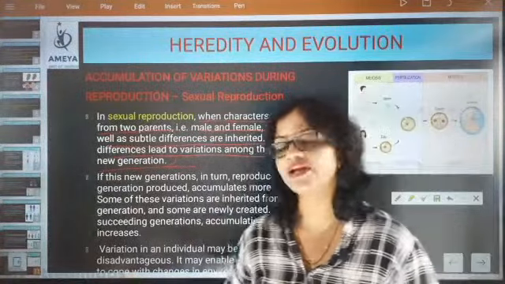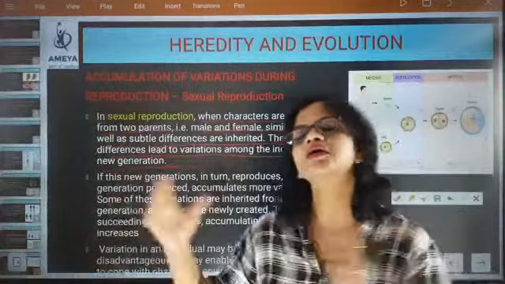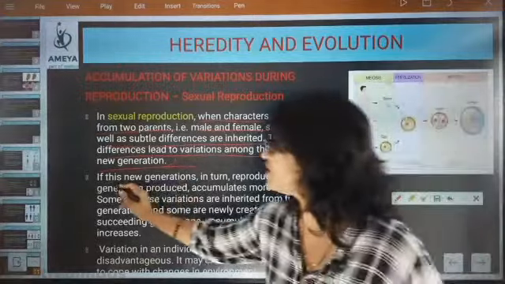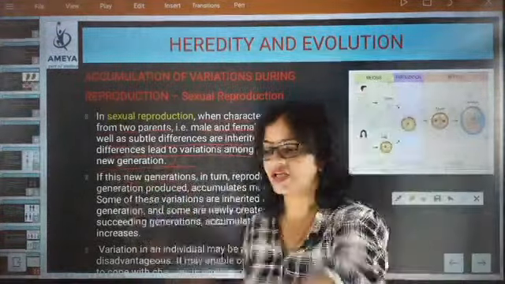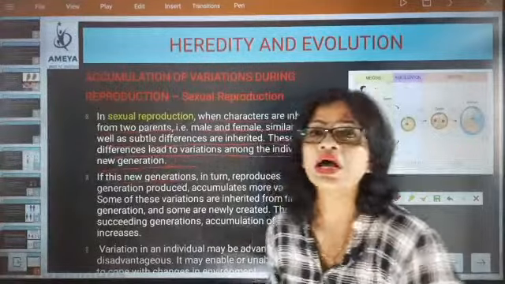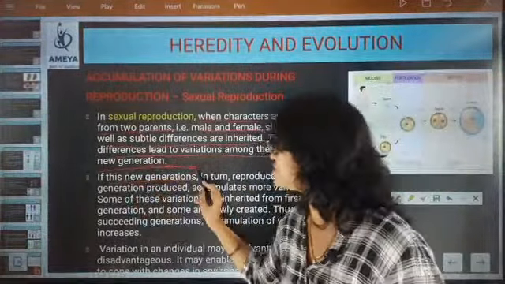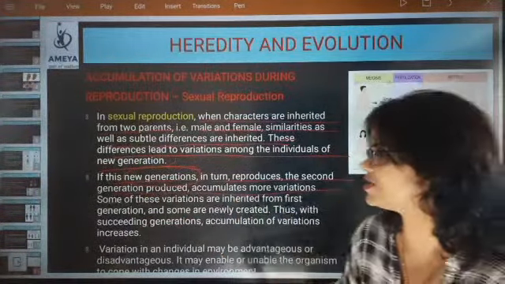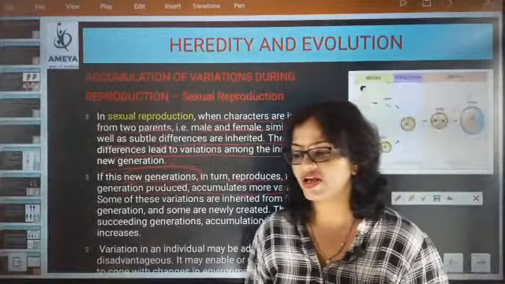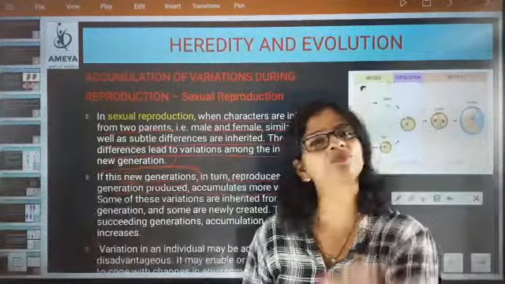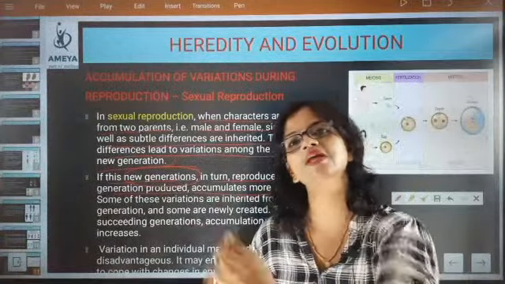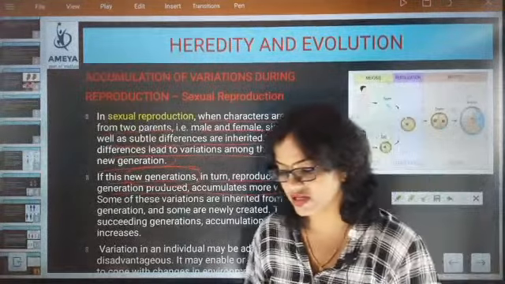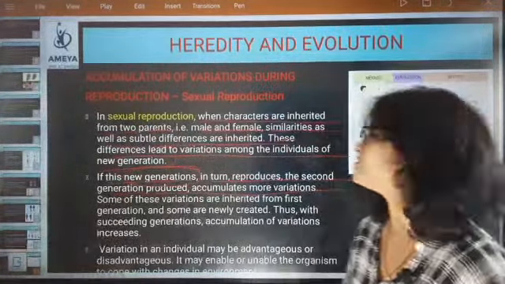Now this child will marry some other person. So again, an accumulation of variations will be there. That means the variations keep on getting transferred from one generation to another. The new generation in turn reproduces, and the second generation accumulates more variation. Like I am having variation, now my children will have more variation, and their children will have more variation. In this way we keep on transferring the variations.